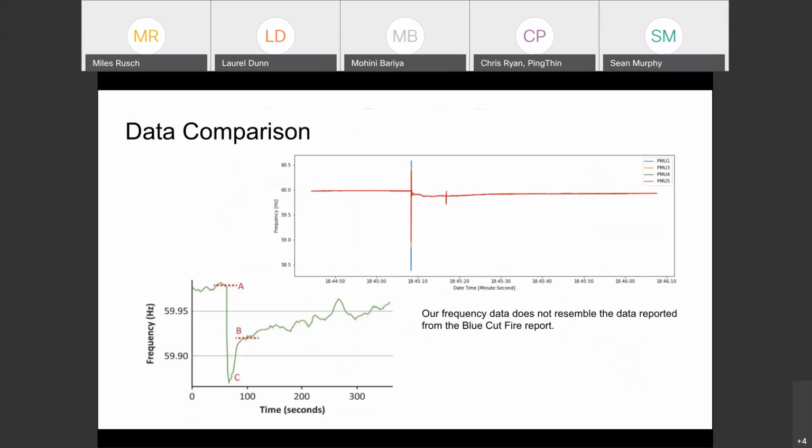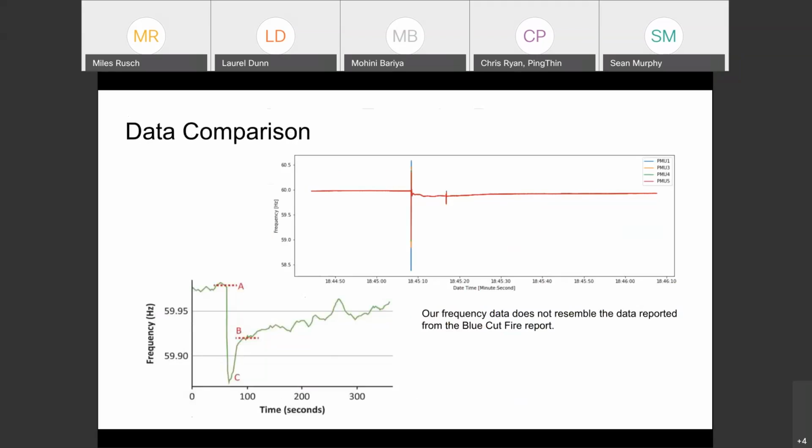So here we're just visualizing, on the bottom, the graph that's reported of the frequency during the Blue Cut fire, and our data, which look quite different. So what we're going to try to do is apply a low pass filter, specifically a moving average filter, to smooth out this high frequency noise that's been introduced by taking the frequency.